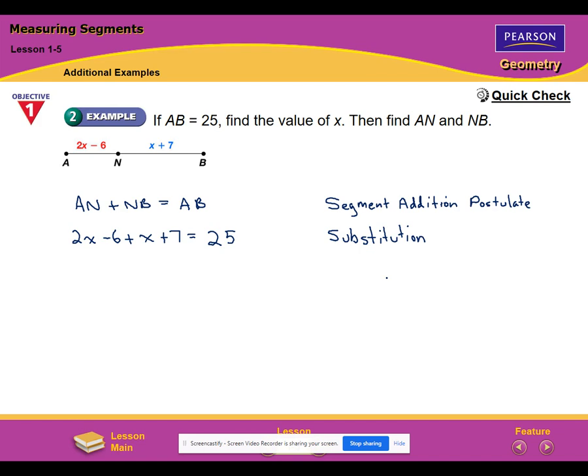Okay? And on your homework, you don't need to do this right here. I just want to show you what I'm using. Okay, now what do we have? Well, 2x plus x would be 3x. We call this combine like terms.